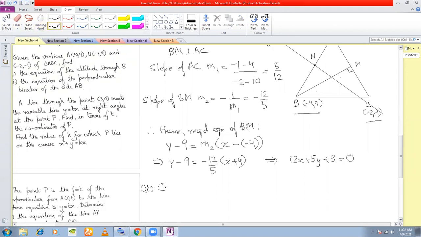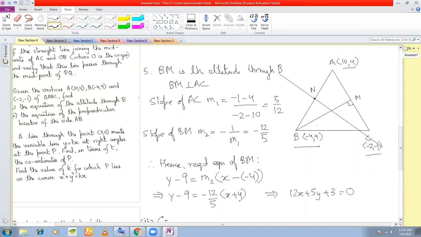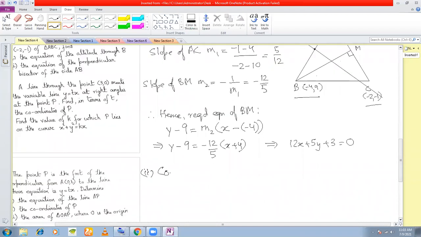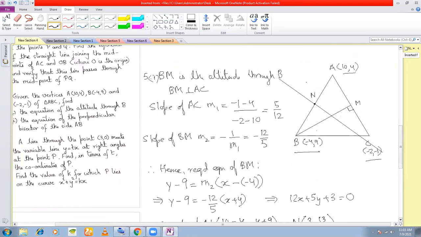So this is the second part. This was your first part. The coordinates of N. The midpoint of what points here? 10, 4 and minus 4, 9. So (10 minus 4) by 2, (4 plus 9) by 2, which is equal to N, 3, 13 by 2. This is the coordinates of N. So you know the coordinates. Let's write it here: 3, 13 by 2.